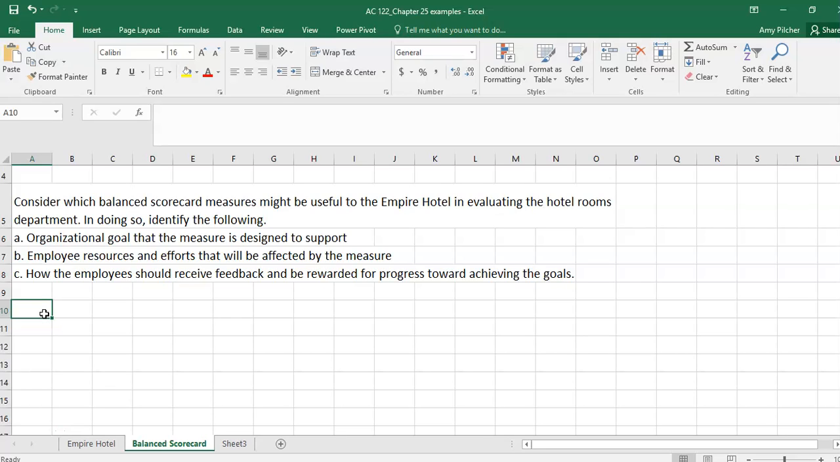We can also look at, for an internal process, the number of hours that housekeeping staff currently has versus the number of hours that it should take to clean a room and what kind of hours we have available. We can look at housekeeping staff productivity, but what some of the main measures that would solve this particular problem are those customer satisfaction measures.